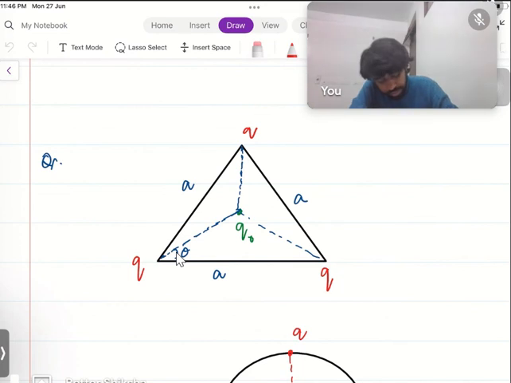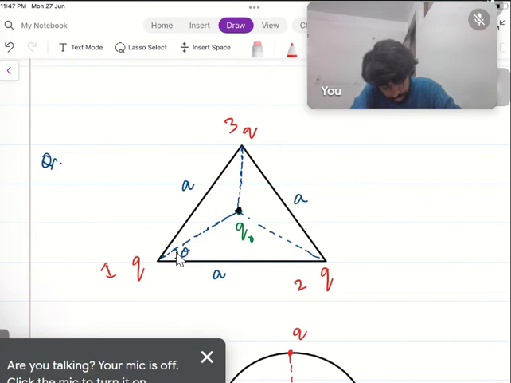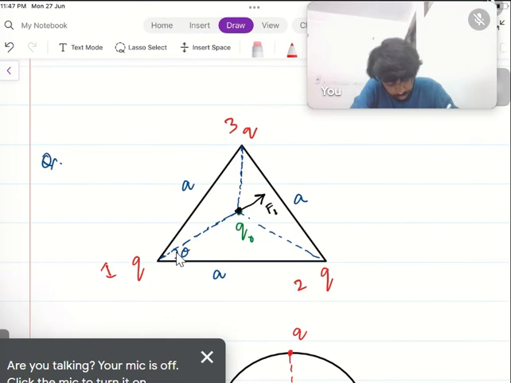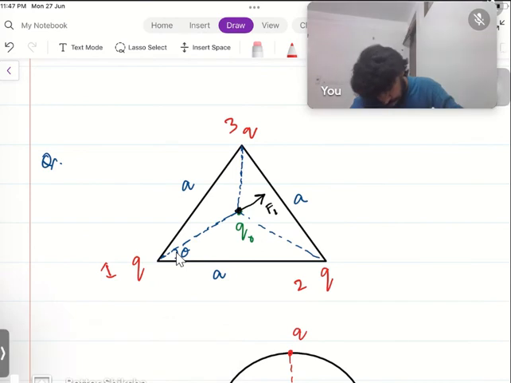So the first step is, I just draw this is charge 1, this is charge 2, this is charge 3, right? Due to this charge 1, both are positive, so the vector diagram goes like that. I just write F1, right? Similarly, due to this charge 2, this force goes like that. This is F2. For charge 3, the force goes like this.